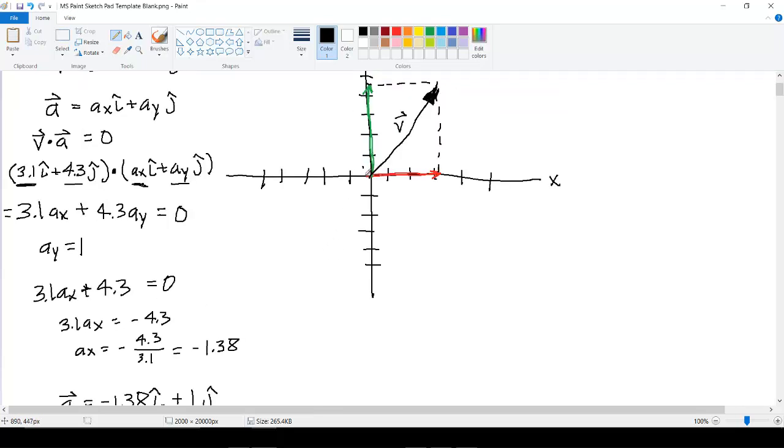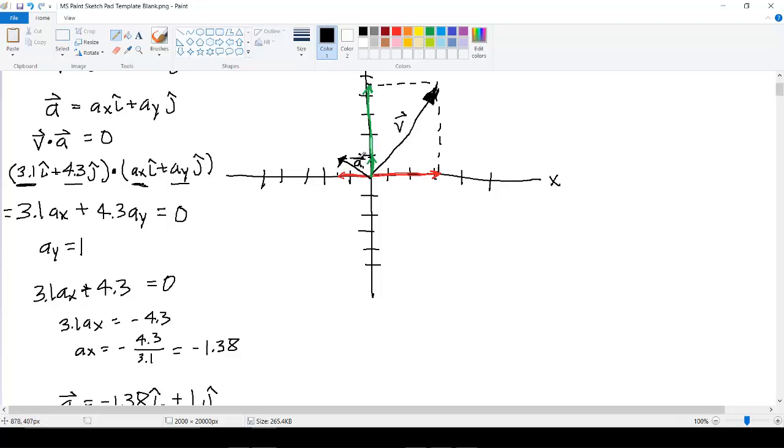So minus 1.38 in the x direction. So it's going to be here and then about a third of the way. And then in the y direction, it's just going to be positive 1. That's easy. We're going to look for where those cross and give that vector, oh, wrong direction, right about there. So that's vector A.